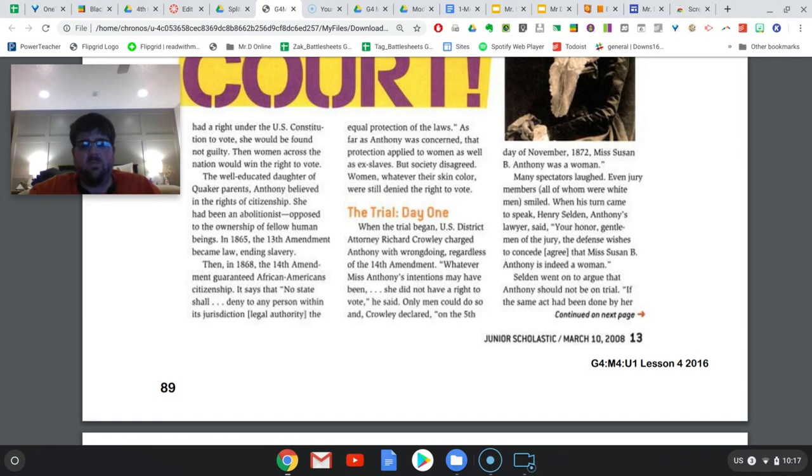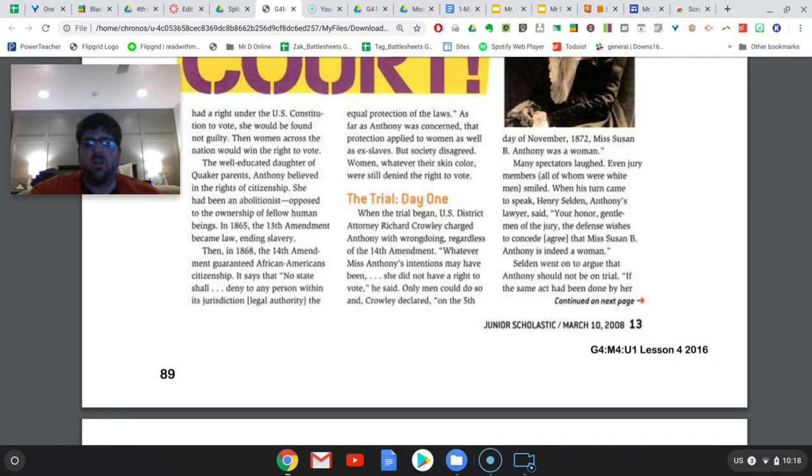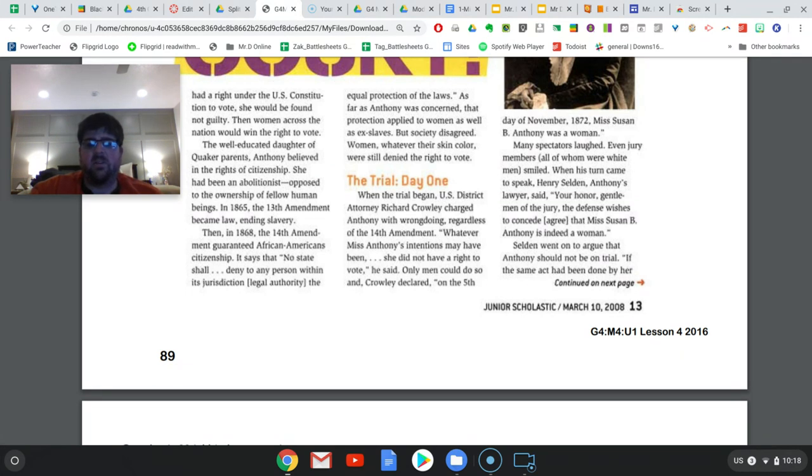The trial, day 1. When the trial began, U.S. District Attorney Richard Crowley charged Anthony with wrongdoing regardless of the 14th Amendment. "Whatever Miss Anthony's intentions may have been, she did not have a right to vote," he said. Only men could do so, Crowley declared, and on the 5th day of November 1872, Miss Susan B. Anthony was a woman. Many spectators laughed. Even jury members, all of whom were white men, smiled. When his turn came to speak, Henry Selden, Anthony's lawyer, said, "Your Honor, gentlemen of the jury, the defense wishes to agree that Miss Susan B. Anthony is indeed a woman."